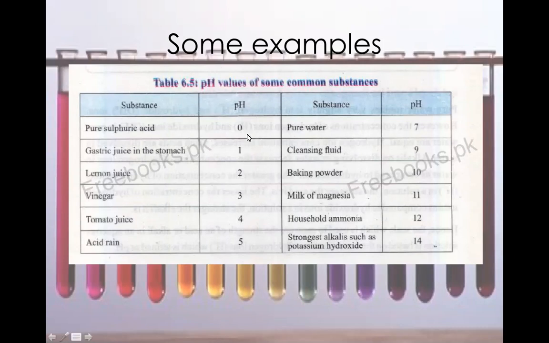All the things that have been listed on the left side of the table basically have some acidic character in them, okay. For example, gastric juice, the pH of our stomach, is very acidic, see it's 1. Then we have lemon juice, it's 2, vinegar 3, tomato juice 4, acid rain 5.